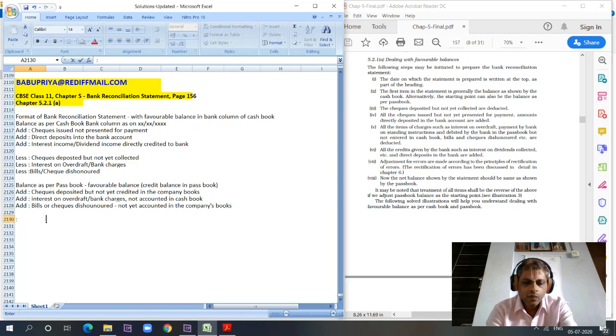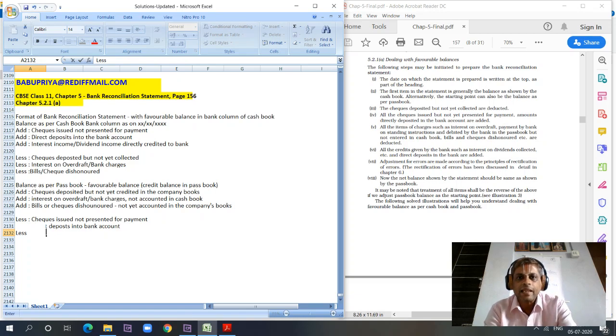Then what are all the things that we will deduct? Less checks issued not presented for payment, right? Less direct deposit into bank account. Less, because these are all things that could not have come into the books, right? Cash book. So we are identifying the cash book balance. Now we are starting with the passbook balance, and we are arriving at the cash book balance, right?